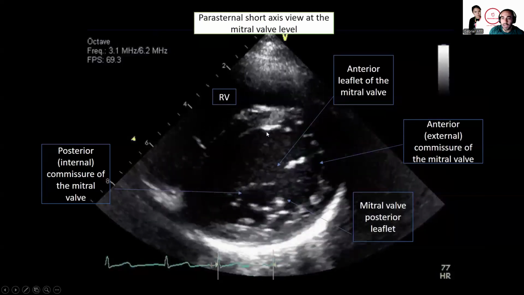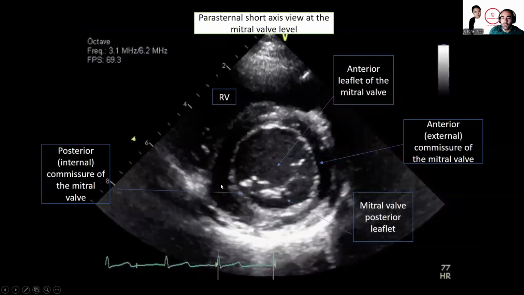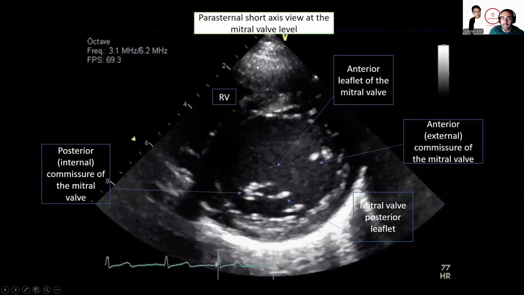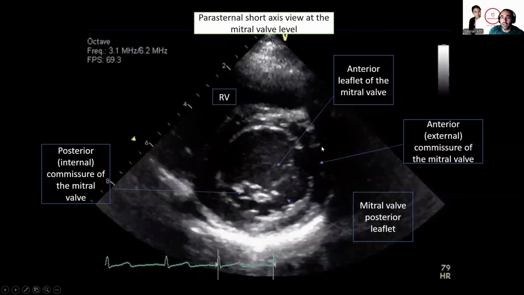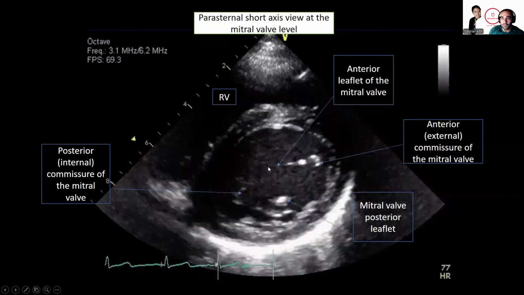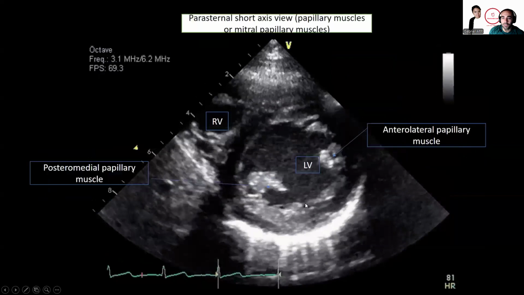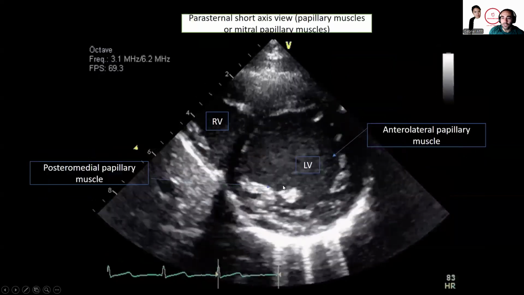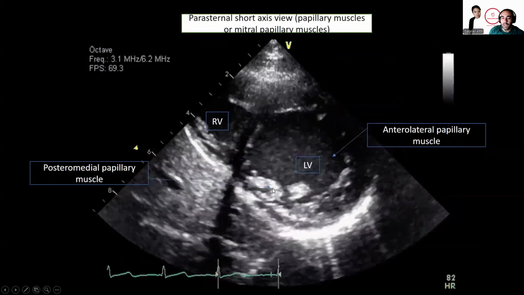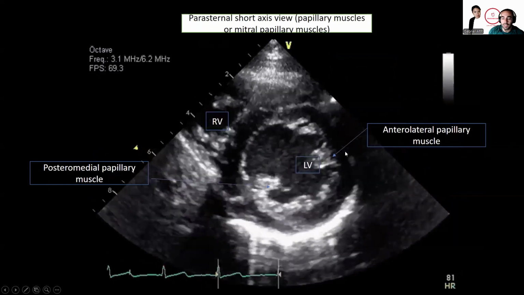And we have the anterior and posterior leaflet of the mitral valve. You have the interventricular septum and the RV on top. This is not yet the best view to appreciate the relationship between the RV and the LV pressures using the septal motion. It's really in the view of the papillary muscle that you can appreciate that.